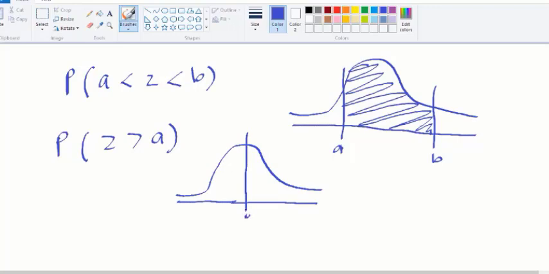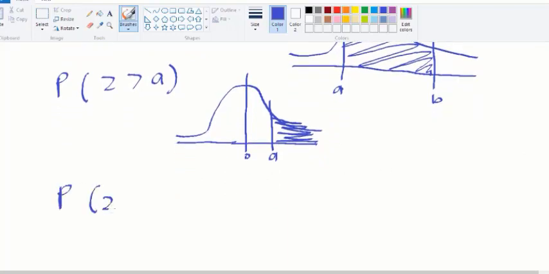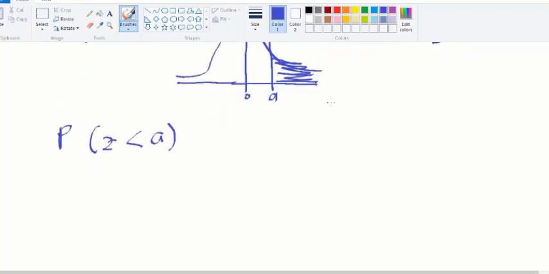So, this is your 0, and for example this is your A. It means it should be above, so this is your Z, above A. Next, the probability Z is less than A is the opposite of the one above.